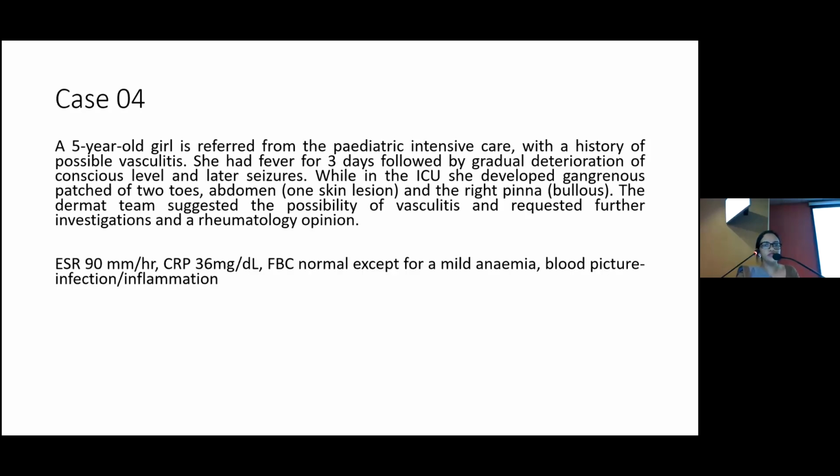So the ESR was 90, the CRP on admission was 6, but by the time I saw her about 1 week into the admission, it was 36. Full blood count was normal except for a mild anemia, and the blood picture showed, as always, infection or inflammation. That's all it said. According to the dermatology opinion, they were going to send an ANA, ANCA, hepatitis B surface antigen, and a procalcitonin. So these were on the cards.